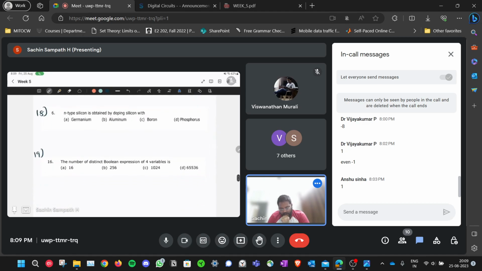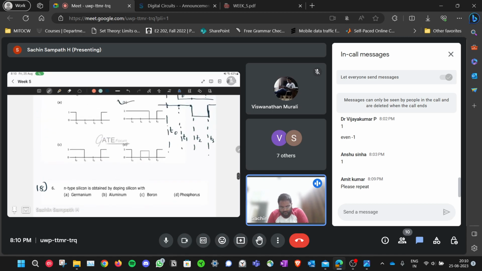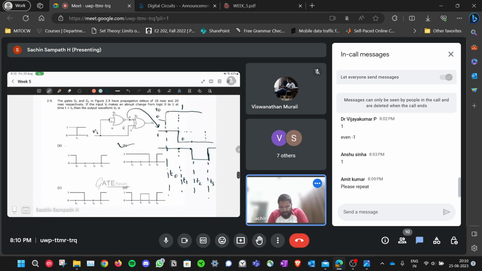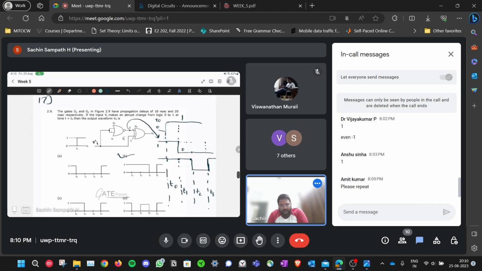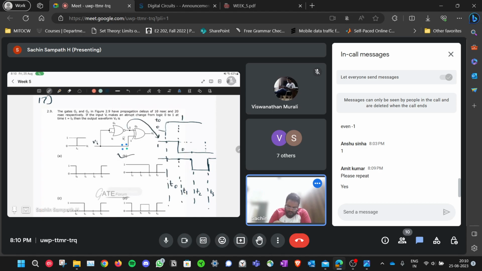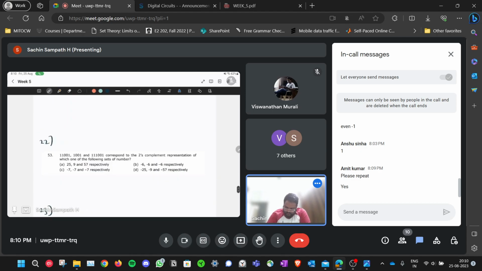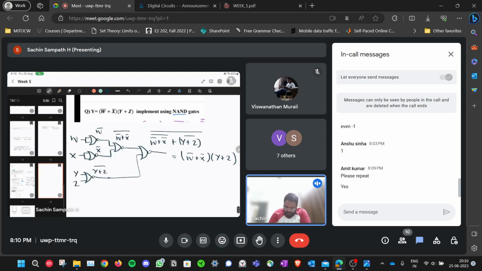Okay. N-type silicon is obtained by doping silicon... There was one in one of the Amit. Which one do you want me to repeat? This question. Let me add a page and do it on another page.